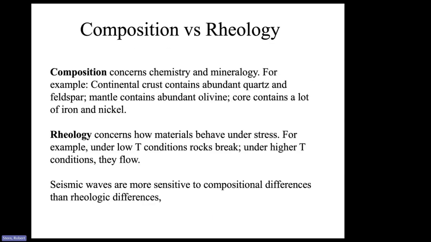So now let's talk a little bit about the difference between composition and rheology. Composition concerns chemistry and mineralogy. For example, continental crust contains abundant quartz and feldspar. The mantle contains abundant olivine. The core contains a lot of iron and nickel. Okay, that's composition.